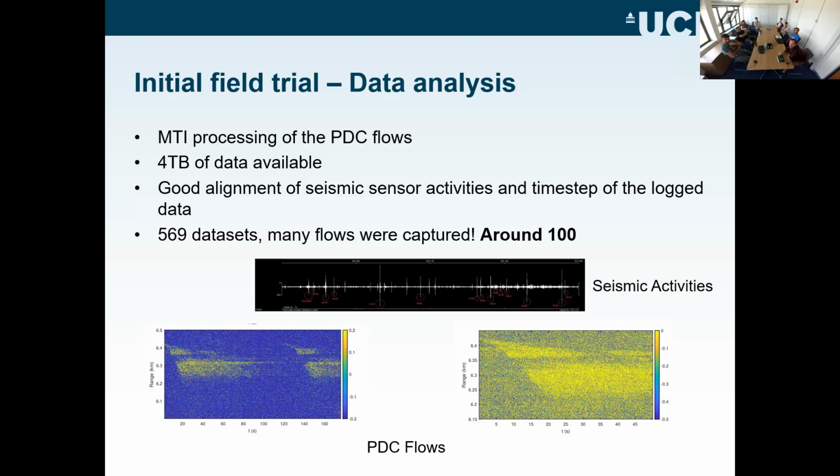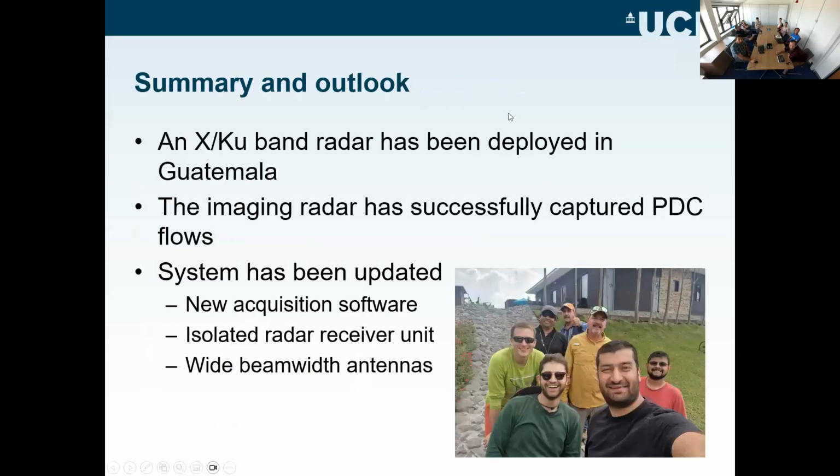The pictures on the left show early initial analysis of a PDC that's still happening. This is the flow that the radar has picked up. You can actually just about look at what the velocity of the flow is. That gradient there shows about 10 meters per second, which tallies up with the velocity of similar PDCs. So in summary, we managed to put together an XKu band radar, and in Guatemala it successfully picked up PDC flows.